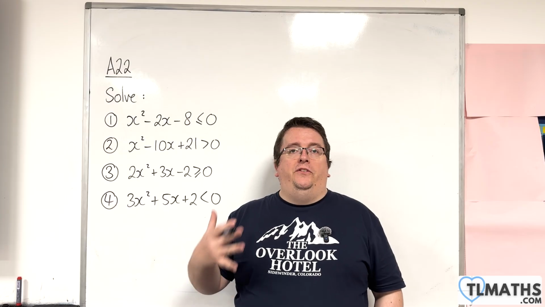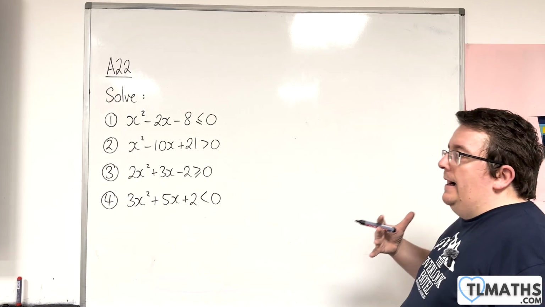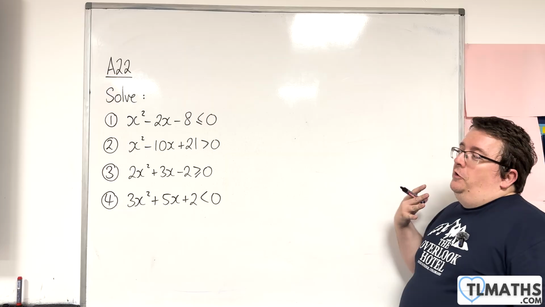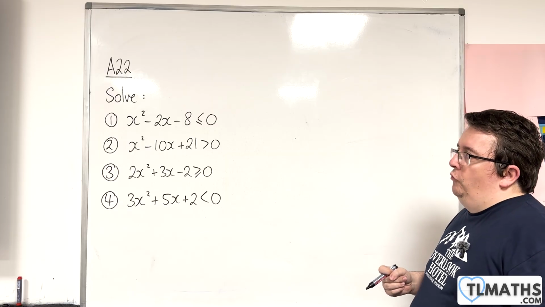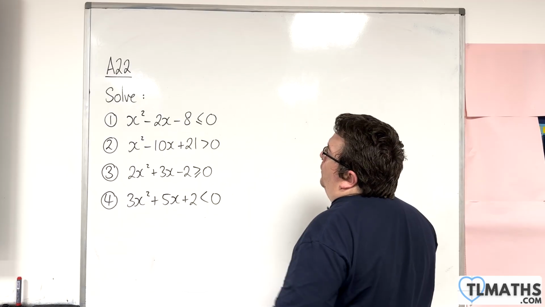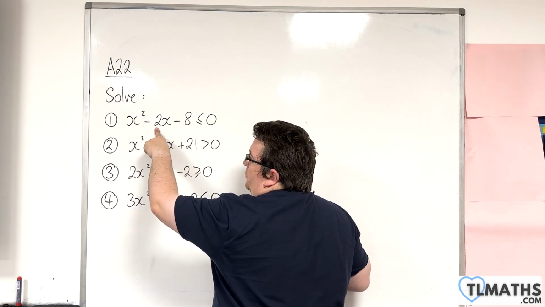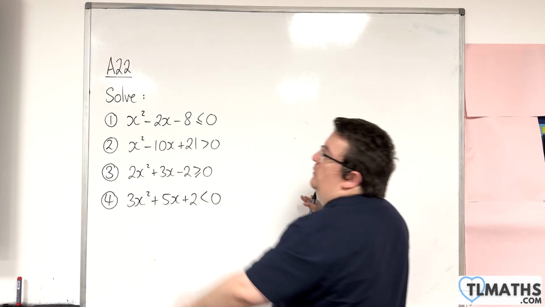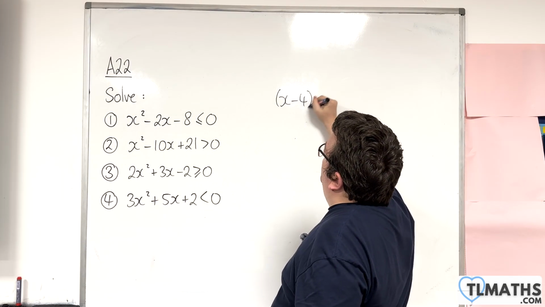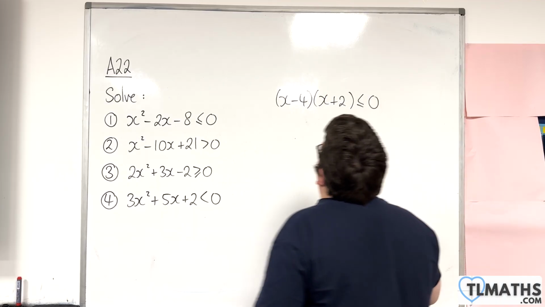In this video, we're going to go through some more examples of solving quadratic inequalities. And in all four of these cases, this quadratic can be factorised, so there's a little bit of factorisation practice for us. So the first one, we want two numbers that multiply together to make -8, but add together to make -2. That would be -4 and +2. So (x - 4)(x + 2) is less than or equal to 0.